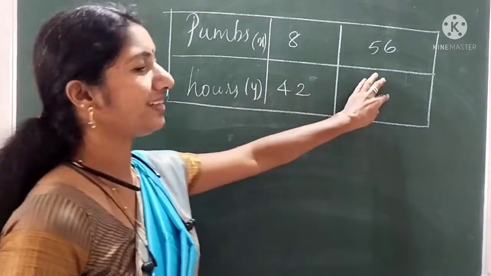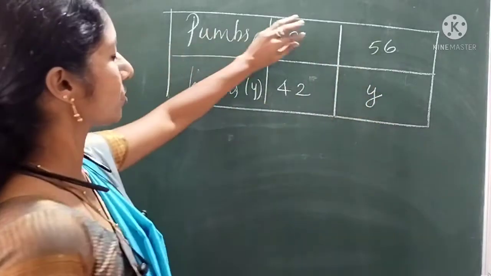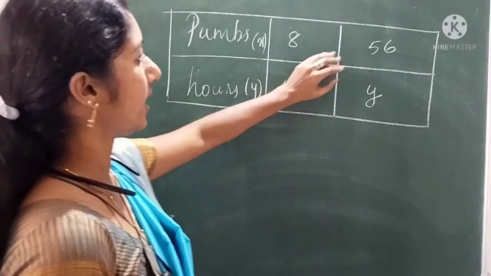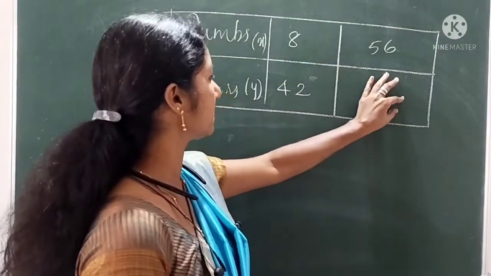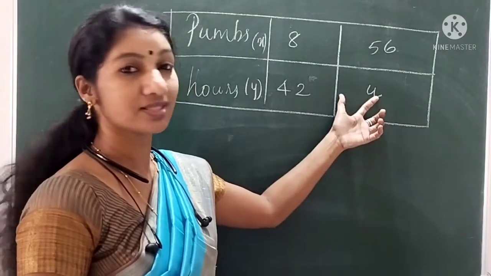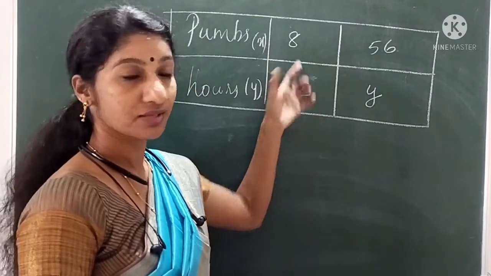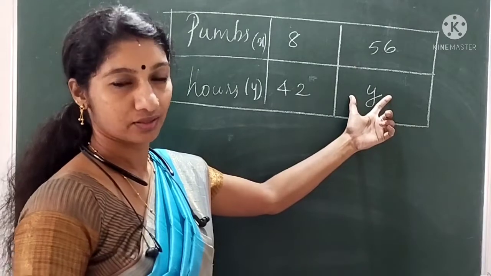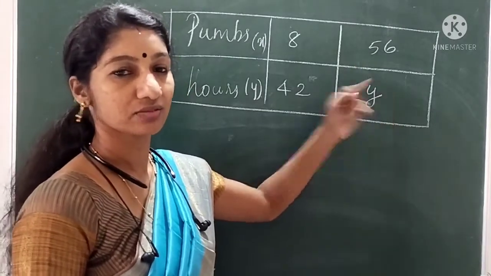If you are missing any letter you can substitute, no problem. Okay, missing quantity. So the question is given, 8 pumps will finish the work in 42 hours, and the question asked us to find, if you are using 56 pumps, how many hours are required. Your answer will be less than 42, right? Because it is inverse proportion. 8 pumps will do it in 42 hours. If you are increasing this number, automatically this number will be reduced, means the number of hours will be less. In fewer hours we can finish the work.